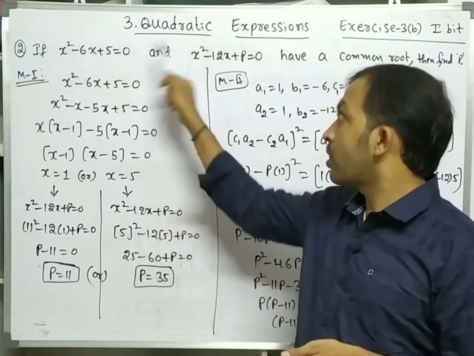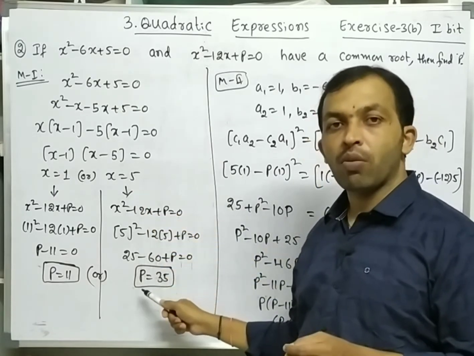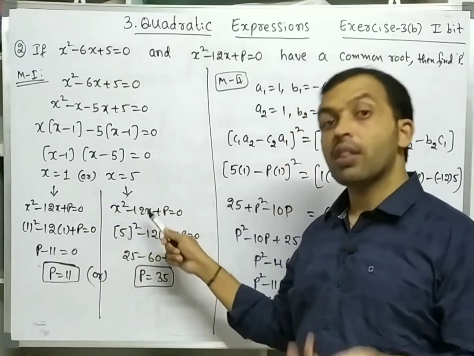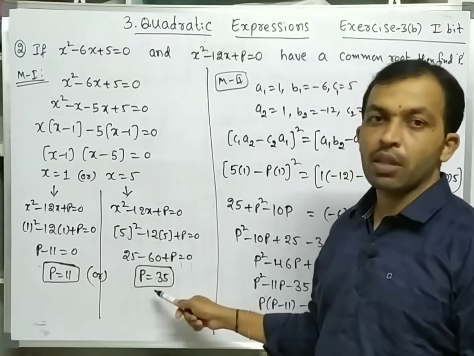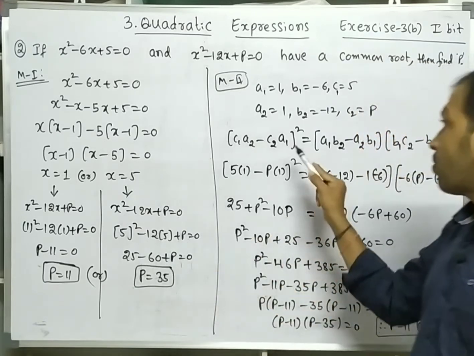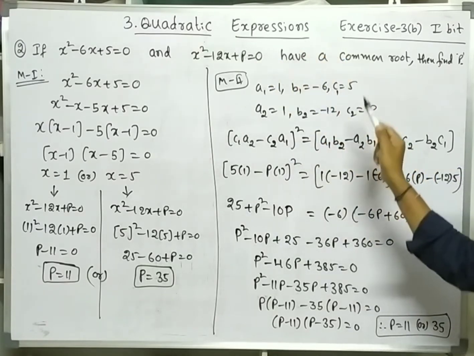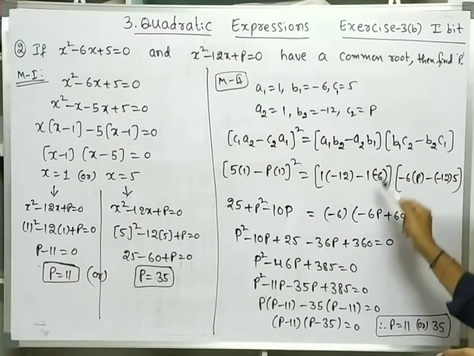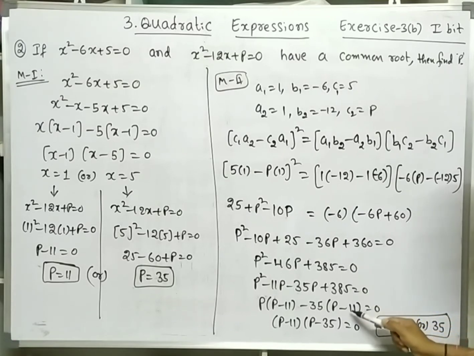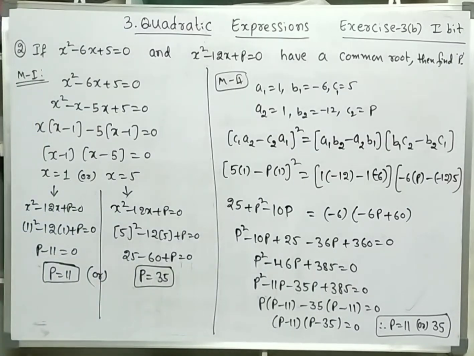So if x equal to 5 is the common root for those two quadratic equations, then substitute in this one. From that you will get p is equal to 35. So if 1 is the common root for both, then p is equal to 11. If 5 is the common root for both quadratic equations, in that case p is equal to 35. So this is the clear solution. In another way, by using the formula, just write a1, b1, c1 from the first quadratic equation and a2, b2, c2 from the second quadratic equation. After substituting and simplification, you will get a quadratic equation in terms of p, and factorize that quadratic equation. Finally you will get the value of p. Those are 11 or 35.